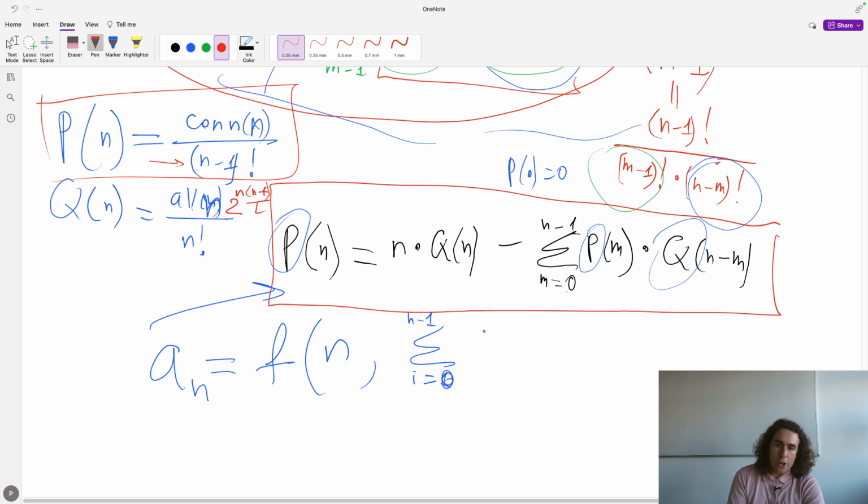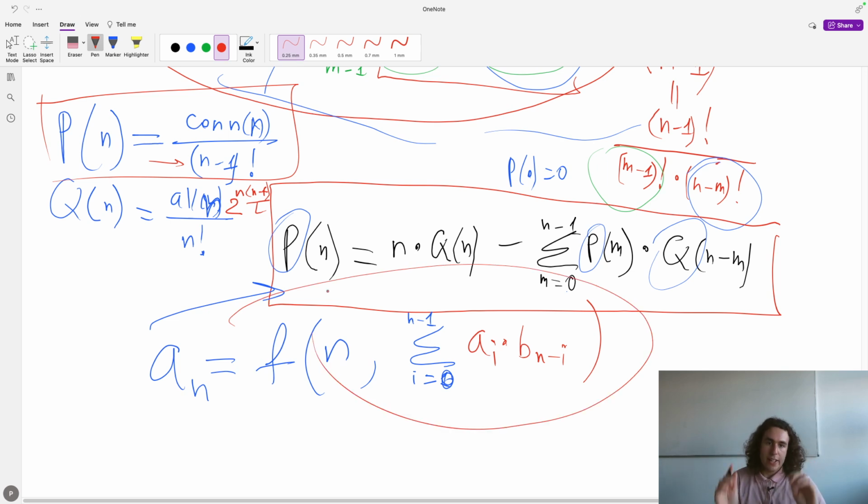Of the form a_i times b_{n-i}, right? So it depends on all the previous indices of a multiplied by b, and then we can apply some function to it. In our case, this function is n times q of n minus this thing. How are we going to do that?